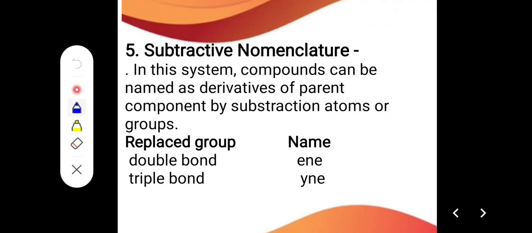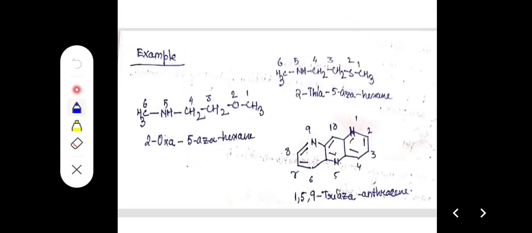Subtractive nomenclature: in this system, compounds can be named as derivatives of a parent compound by subtraction. If a double bond is present, we use ene. If a triple bond is present, we use yne. Like that, there is oxa and aza, because oxygen is replaced by a CH2 group, and aza is there because nitrogen is replaced by a CH2 group. That's why.